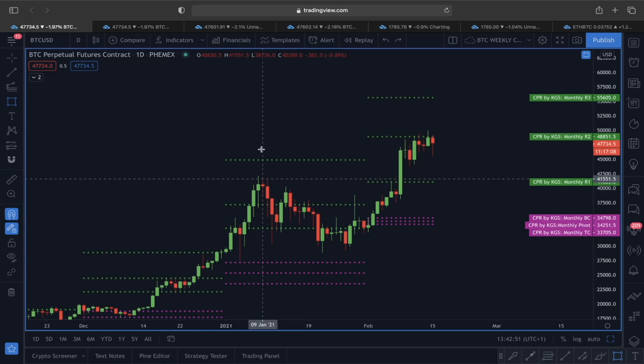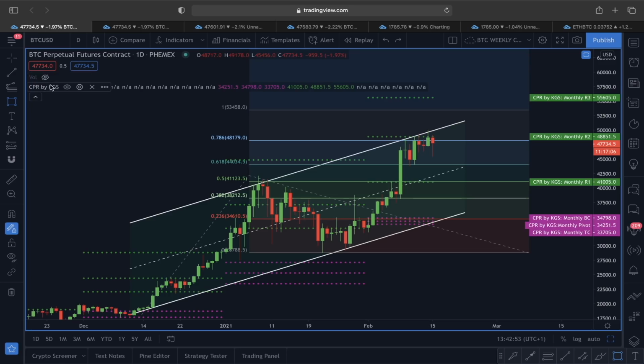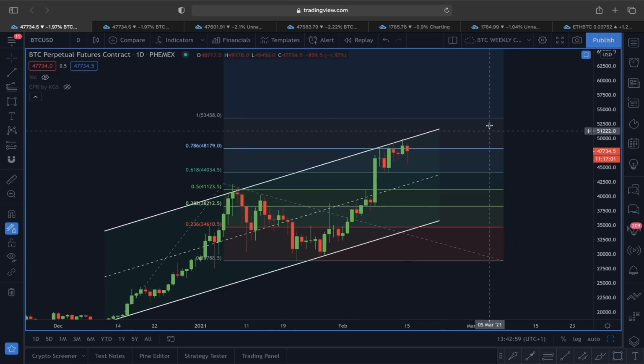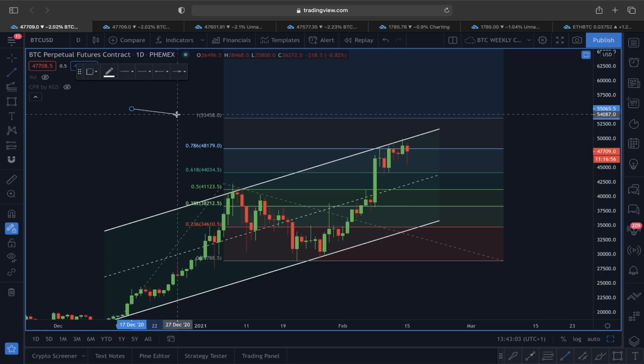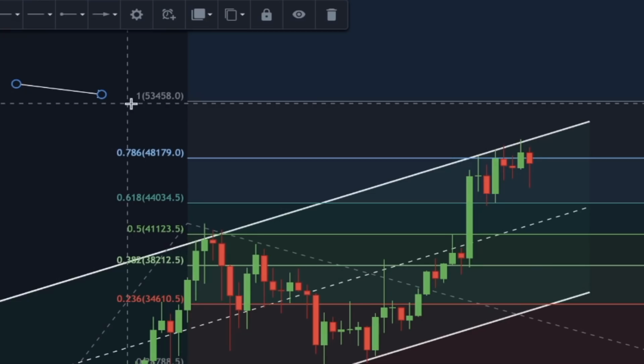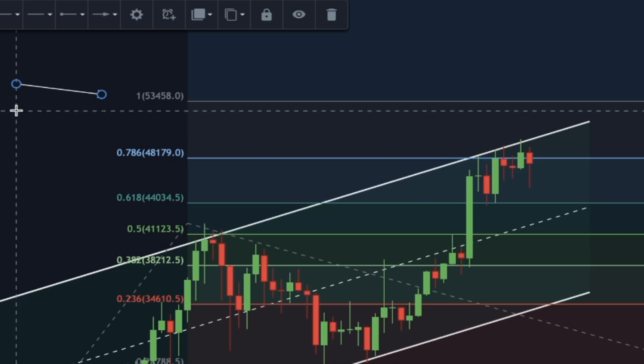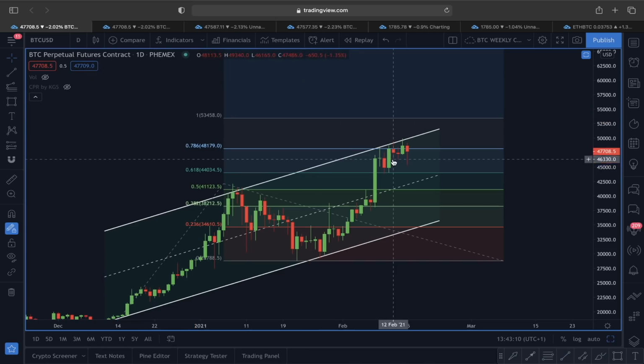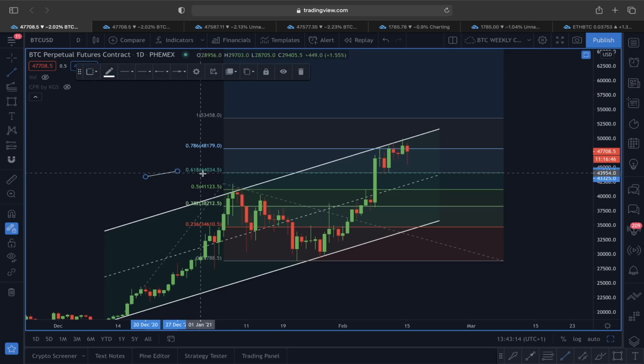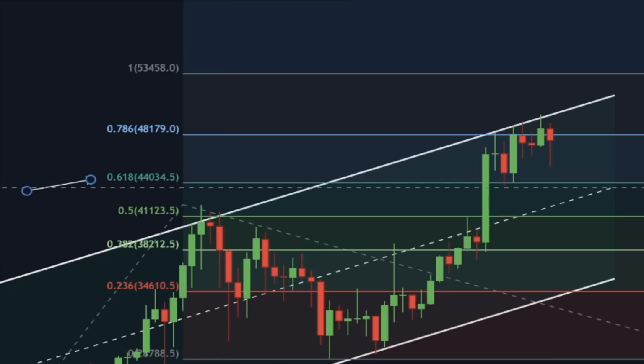So now what I'm actually going to do is I'm going to hide this CPR again, because we know there are going to be some resistance before we continue in the upper direction. But as I've already said to you, right, this upper target is still in play, which is going to be around 53,400 to 53,500 price level. And any sort of a price pullback here, right, this 0.618 is our strongest support for now, which is going to be around 44,000 price level.